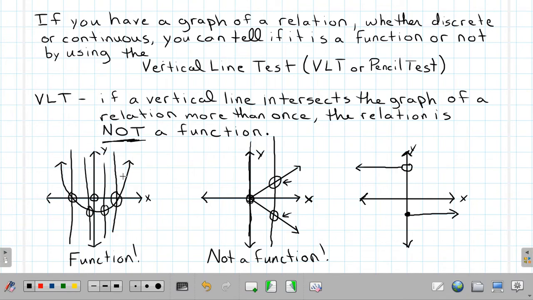And if you can do that with any other vertical line that you can write down, well, what that means is every single one of your x values is unique, okay? That means you don't have an x value that repeats.